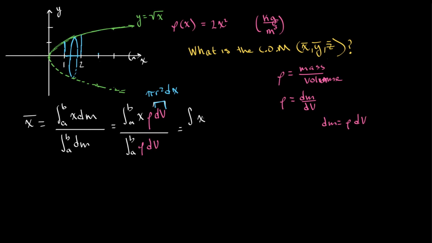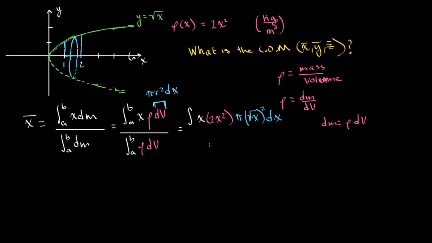And we're going to have x times rho, which we said is 2x squared. And then dv we said is pi r squared. And what is r here? That's going to be this height, so that's going to be this y coordinate, but we want it in terms of x. So that's going to be the square root of x, and then squaring that whole thing. And then we're going to have a dx.